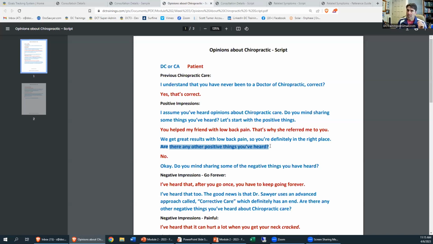Why? Because in their mind, they'll save the one that they think might be the most insulting till last. They won't share that one up front. They don't want to be insulting and they want to be respectful. So they're not going to tell you the one that's really kind of built up, if there is one, until last. So is there anything else that you've heard positive? No. Okay.